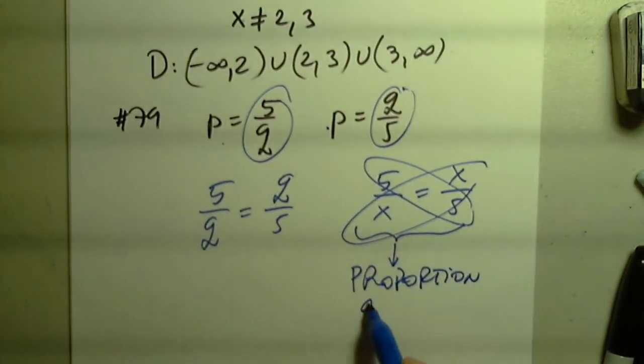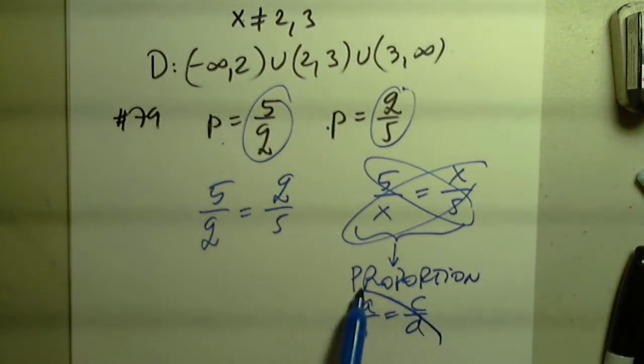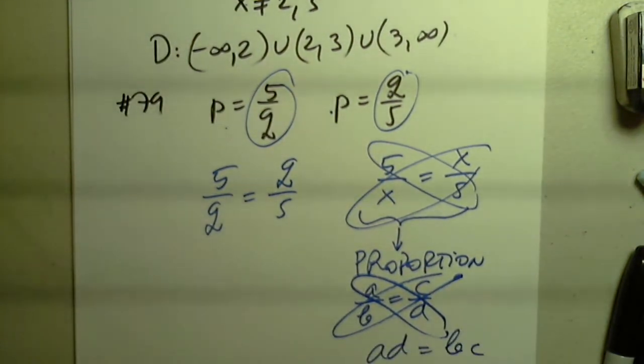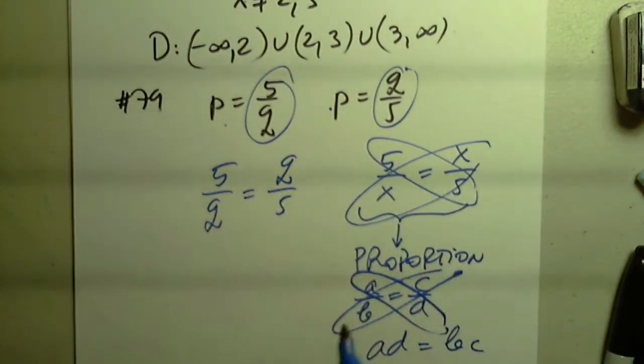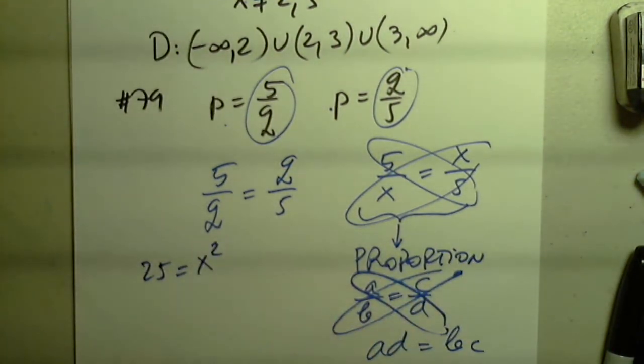A proportion means A over B equals C over D and nothing else. And then AD equals BC. Great job. Thank you. So 5 times 5 is 25. X times X is X squared.